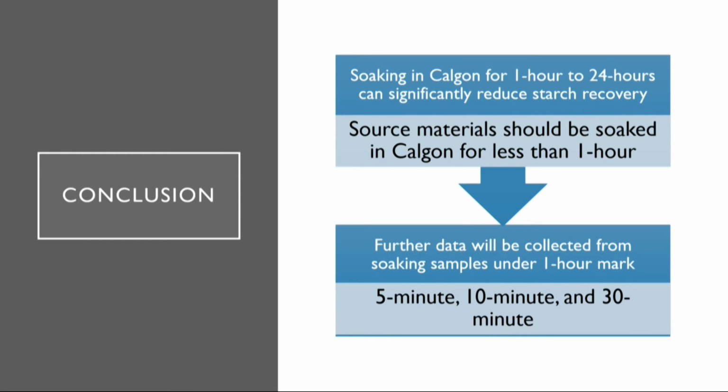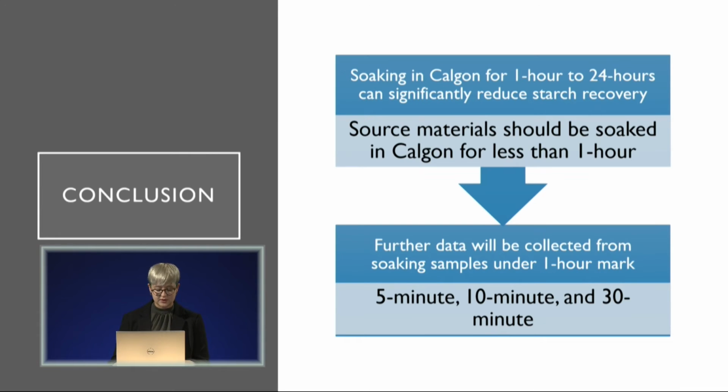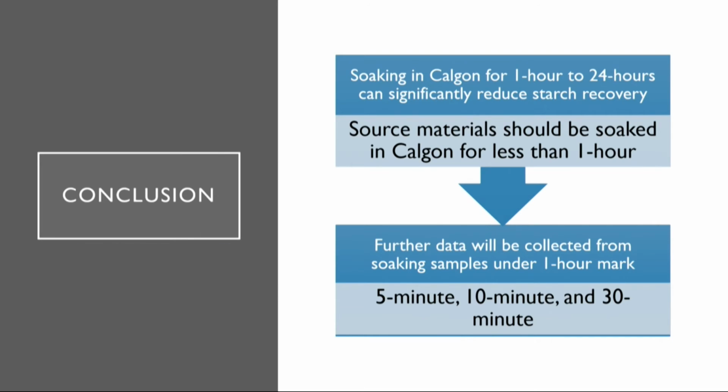Deflocculation with Calgon has previously proven to be an inexpensive and efficient way of cleaning specimens recovered from archaeological sites. However, these experiment results suggest that soaking artifacts or sediment samples in Calgon for 1 hour to 24 hours can significantly reduce starch recovery, implying potential reduction of starch quantity in previous ancient starch research. To better understand the effects of Calgon on starch recovery and the consequences of timed soaking periods, further data will be collected from soaking samples under the 1 hour mark, such as the 5-minute, 10-minute, and 30-minute samples.